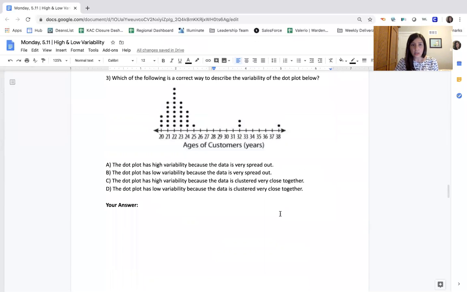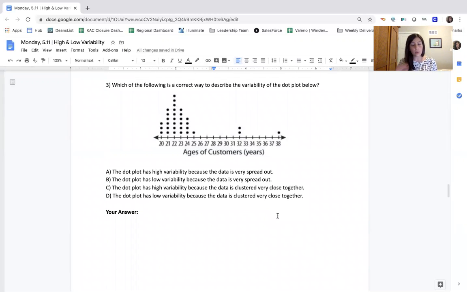Great. Let's go look at this third question, which is a multiple choice, a little bit different than what we've been seeing. It says, which of the following is a correct way to describe the variability of the dot plot below? Okay, ages of customers. Let me look at my options and then I'm gonna go back to think about it. The dot plot has high variability because the data is very spread out. The dot plot has low variability because the data is very spread out. The dot plot has high variability because the data is clustered very close together, or the dot plot has low variability because the data is clustered very close together.